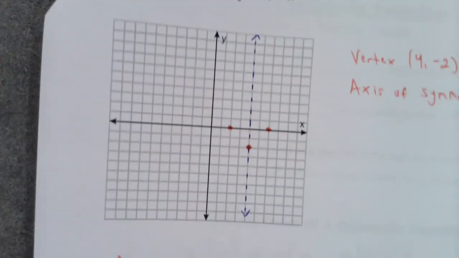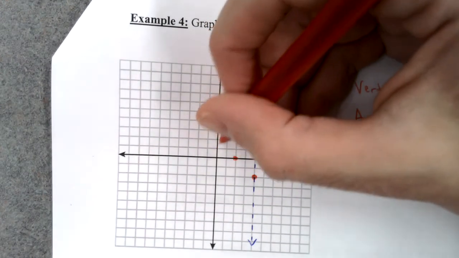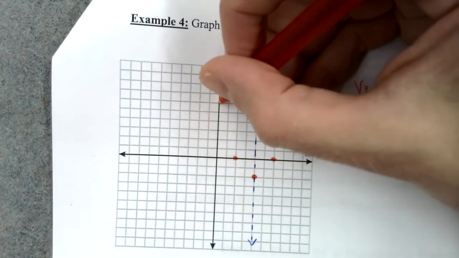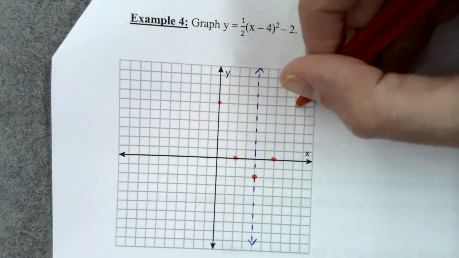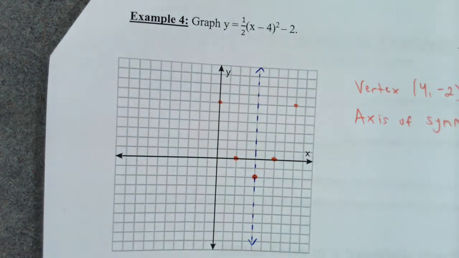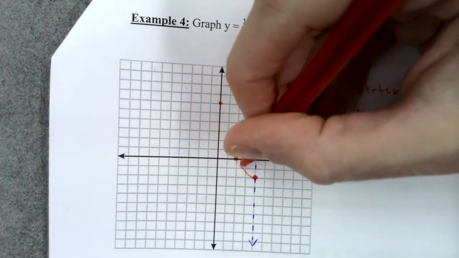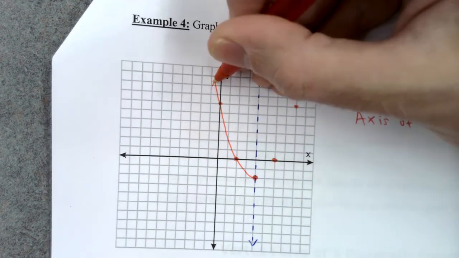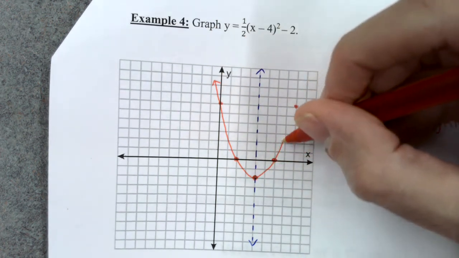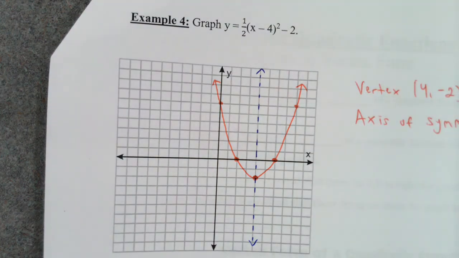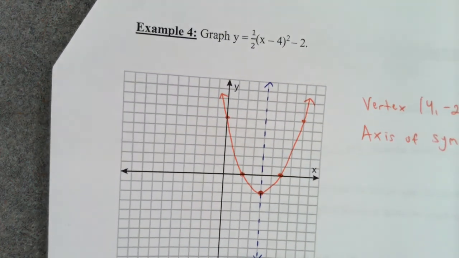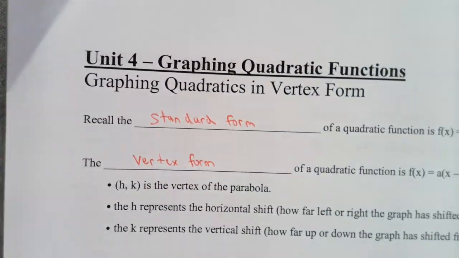So let's plot that and reflect that. 0, 6. Reflect that. Go 4 to the right. And there you go. And then connect your points. And that's our graph. So the last lesson was graphing quadratics in standard form. And this lesson was graphing quadratics in vertex form.